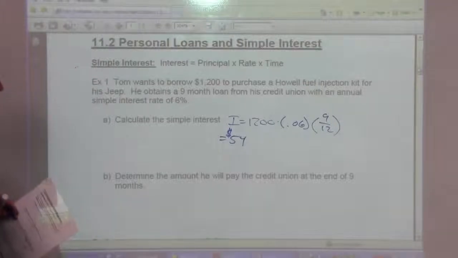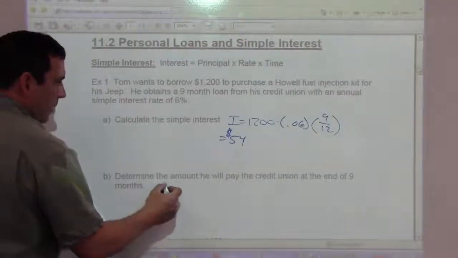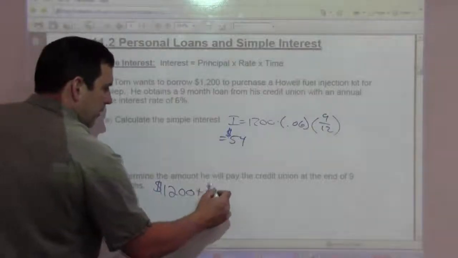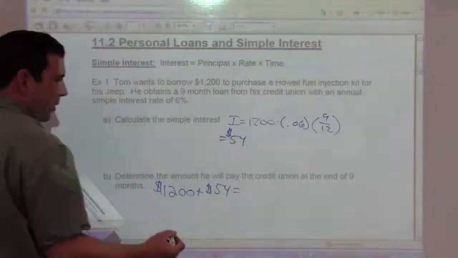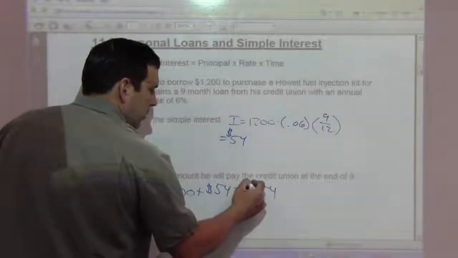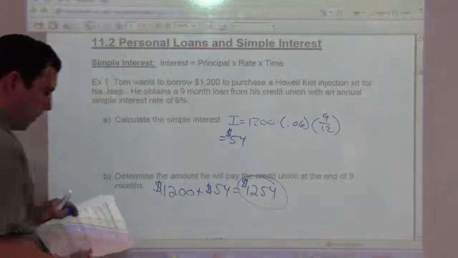Determine the amount he'll pay the credit union at the end of the 9 months. Well, he'll pay them the $1,200 back plus $54, not $5,400, to be $1,254.